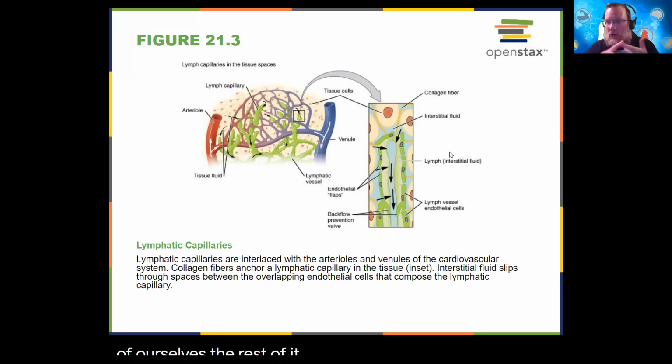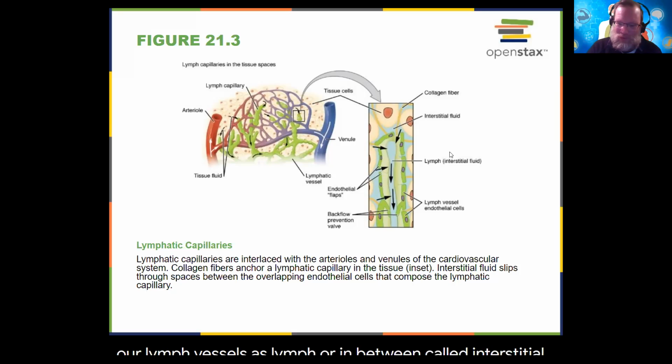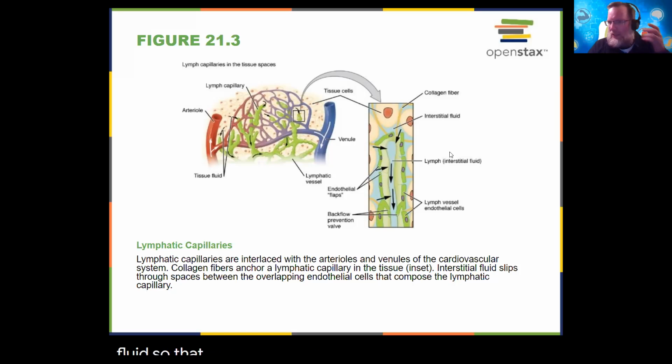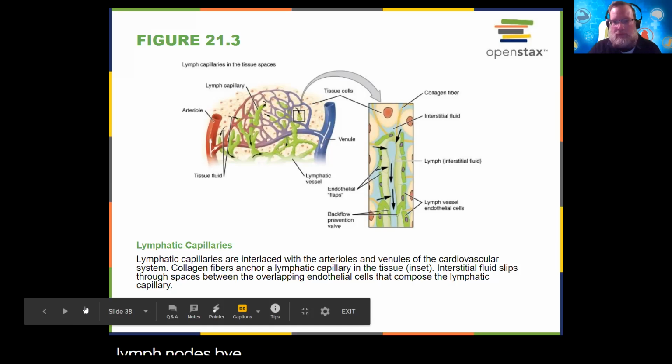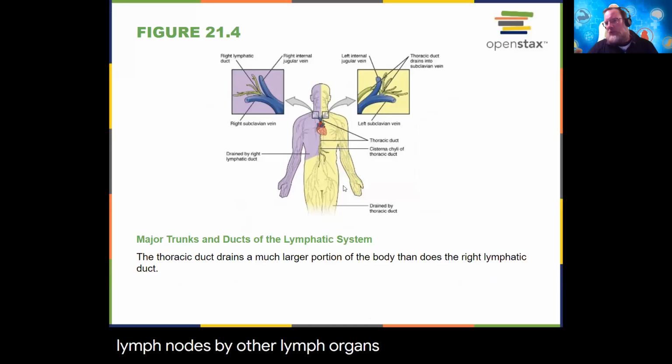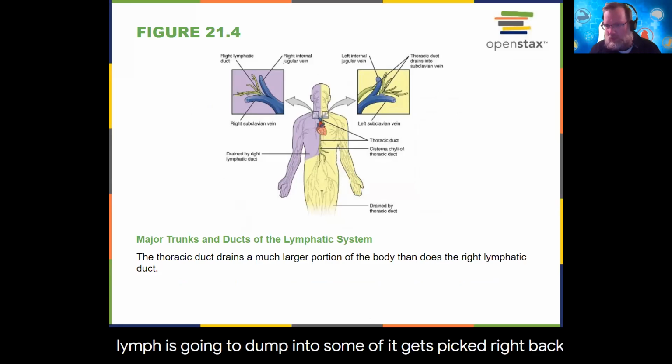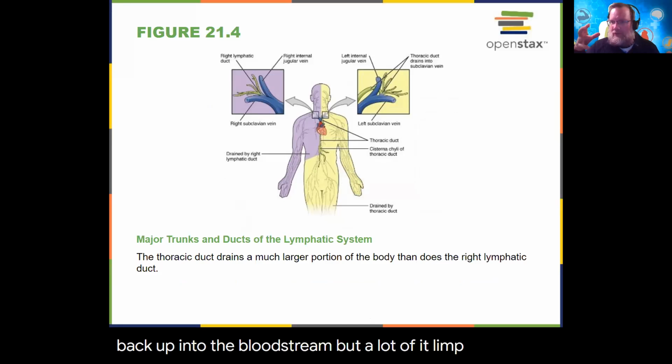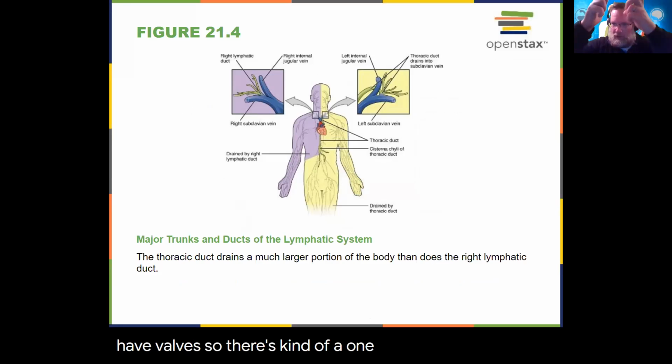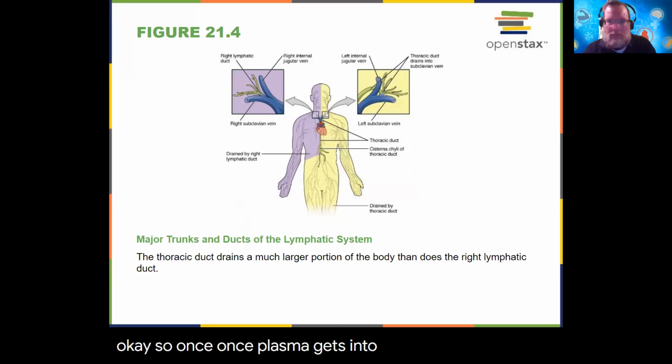The rest of it is in our blood as plasma, in our lymph vessels as lymph, or in between, called interstitial fluid. So that balance has to be maintained by the kidneys, by lymph nodes, by other lymph organs. By the way, too, some of this lymph gets picked right back up into the bloodstream, but a lot of it doesn't. Lymph vessels have valves, so there's kind of a one-way flow for lymph.